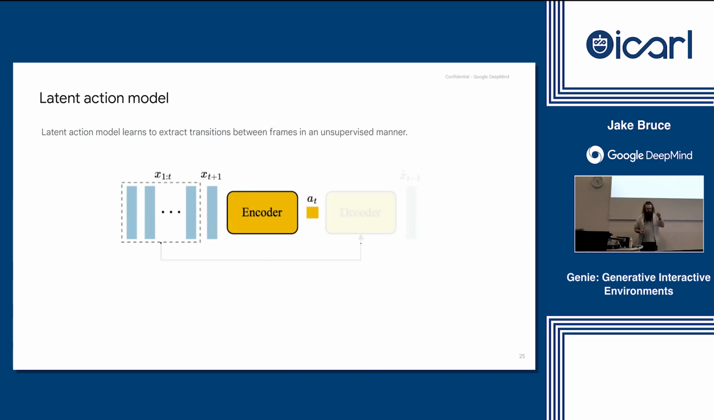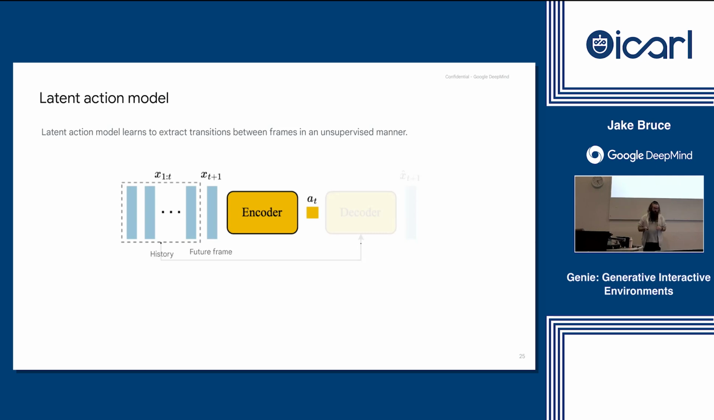It's a very heavily compressed bottleneck over the future. And what does that mean in this case? So we encode, similar to the tokenizer, a video into a set of discrete latent actions. These take one of 8 different values, right? So it's very heavily bottlenecked in between each frame.